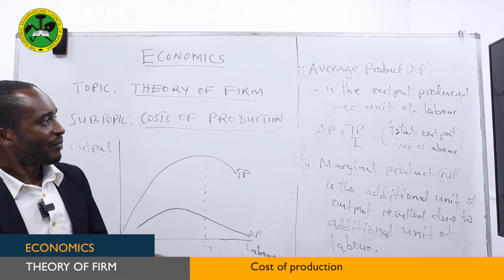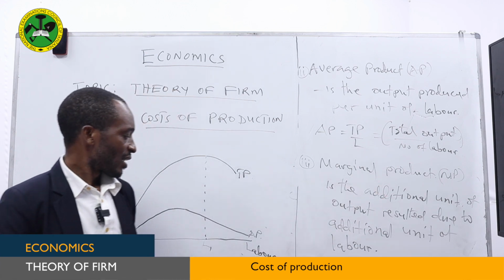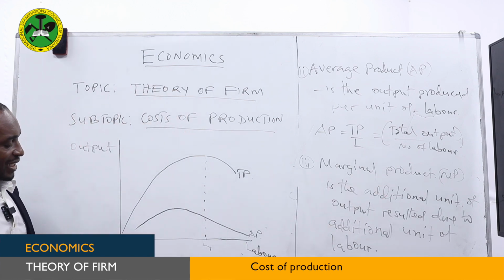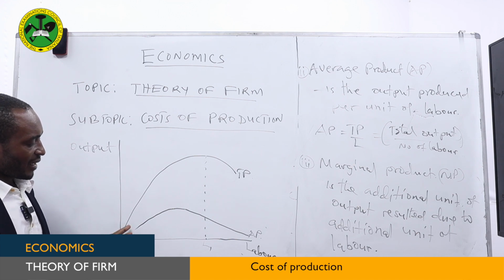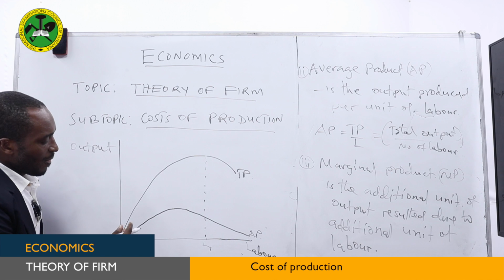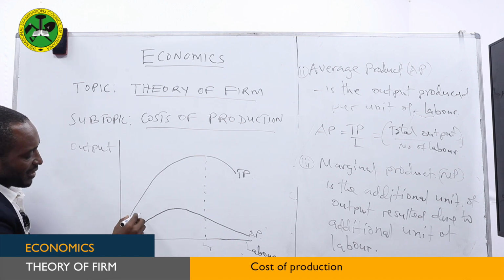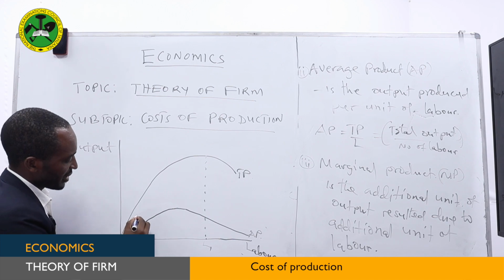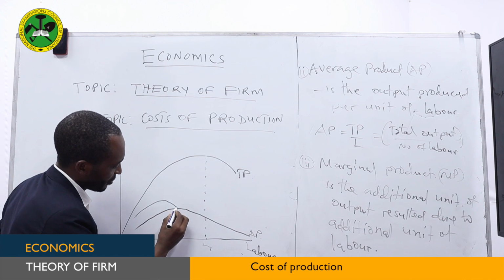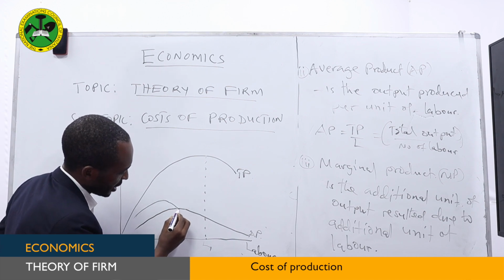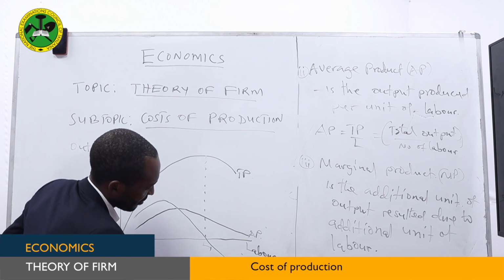Also, we have the marginal product curve. The marginal product curve will be above the average product, will start increasing sharply, then reach a maximum, then will start to decline, up to the negative MP.